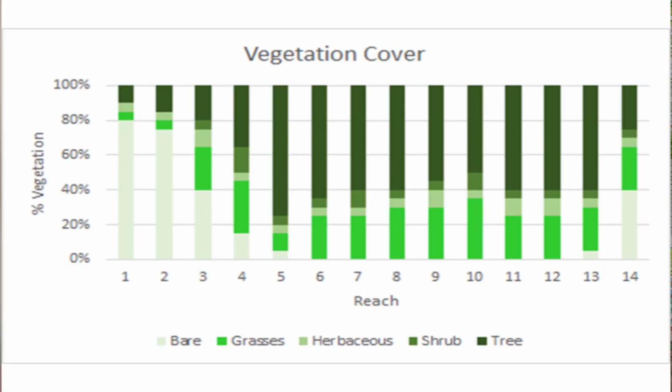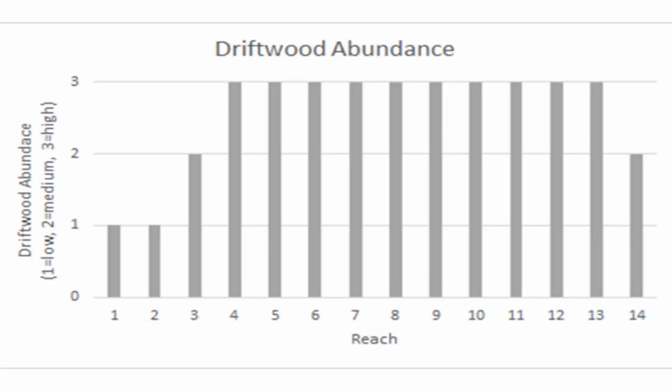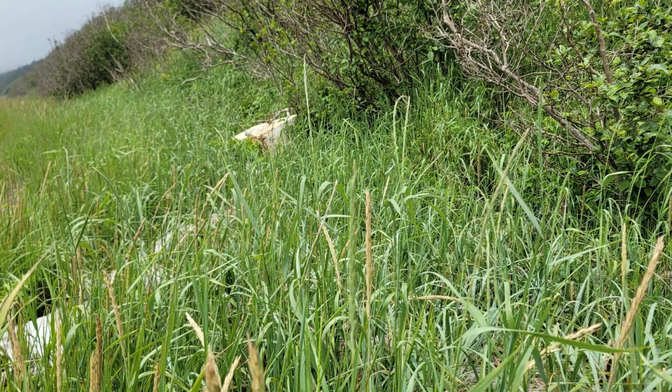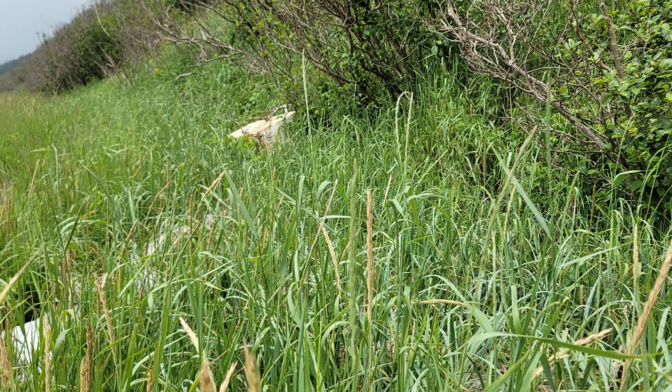And then by reach 5, we could clearly see the living shoreline, which extended to reach 13. And throughout these reaches, there was also high driftwood. And then by reach 14, it was kind of tapering down a bit, and there was a little less vegetation, and there was less driftwood as well. Some of the main vegetation we saw included American dune grass, and then higher up on the bank we saw alders as well.